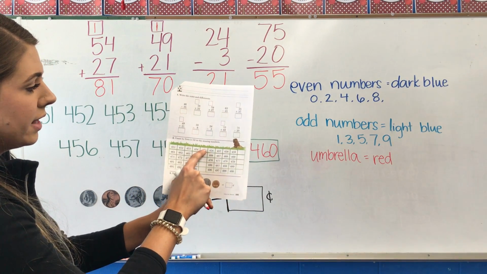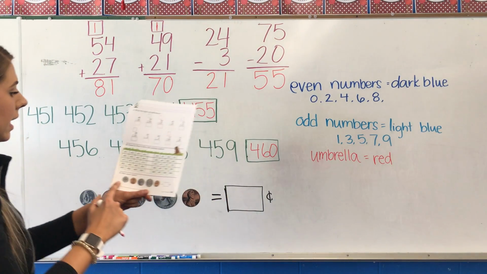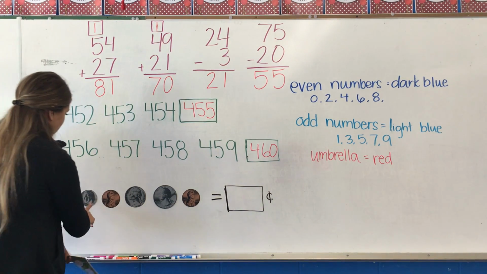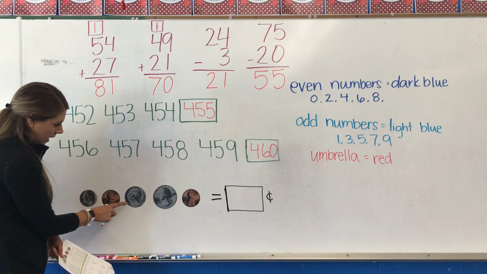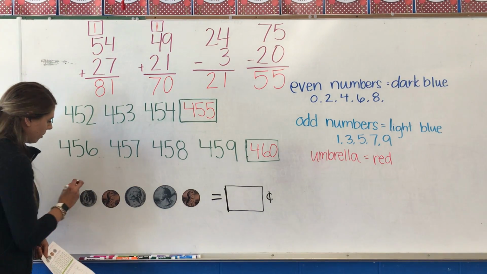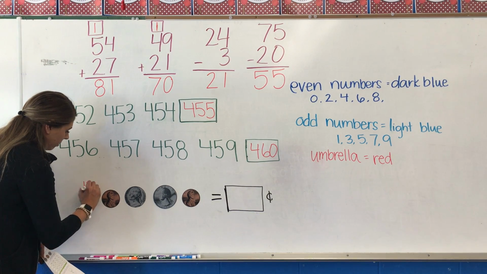So I've helped you with the first one here and the last one on the top row. And then we have number 3. It says how many cents? They've given us a dime, a penny, a nickel, a quarter, and another penny. So remember, if you need to write the value of the coin right above it or below it, you can.